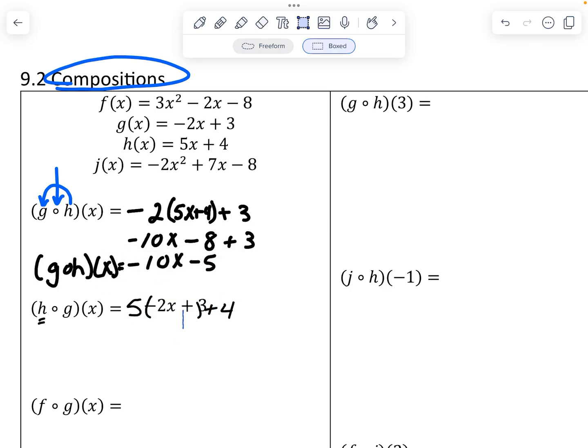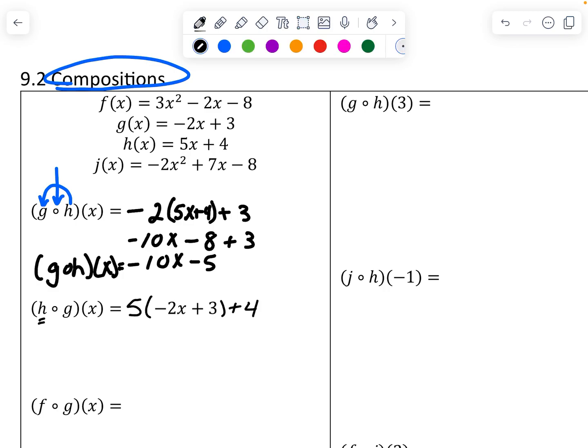So let me pull this, hang on. Let me pull this down a bit. Pull this over a bit. And g is going to go right in there. So there we go. We put g in its place.